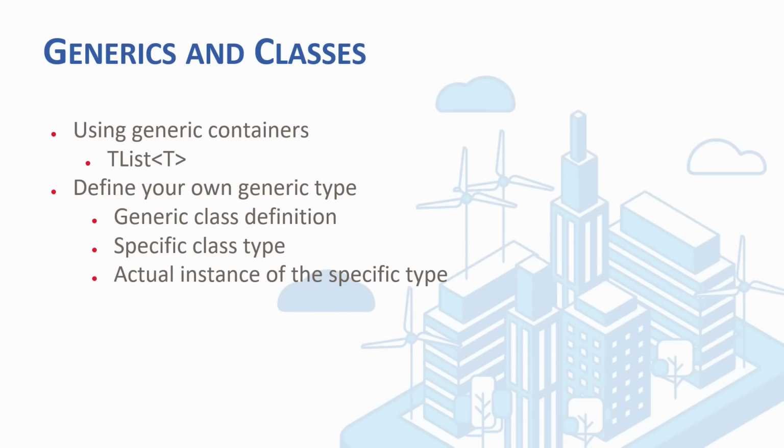There are containers ready to use, and I'm going to show a couple, like TList of T. This is how you generally define generics, similarly to most other languages. And again, when you're creating a generic class definition, it's not a class. You need to create an instance first, although you can shortcut the two in a single statement.